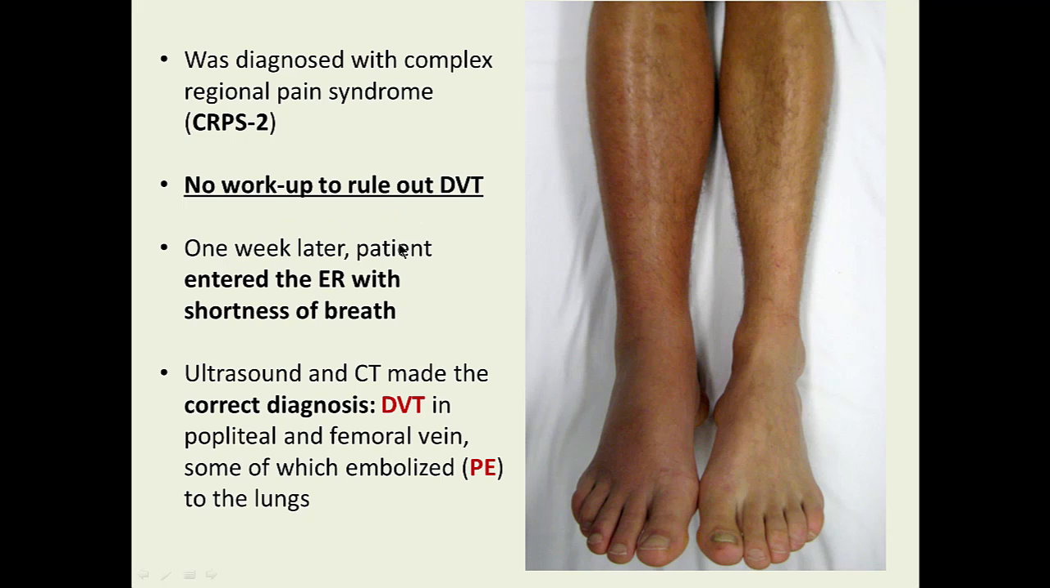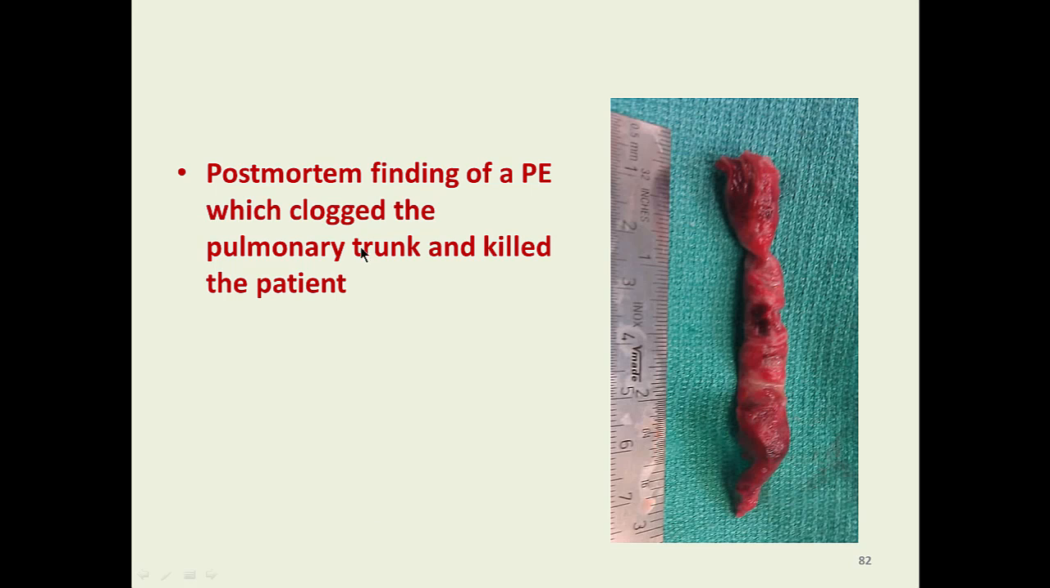Nothing. So 1 week later, the patient enters the ER with shortness of breath and chest pain. Ultrasound and CT with contrast were done, and the correct diagnosis was made: DVT in the popliteal and femoral vein, which had embolized to the lungs. This patient lived, but I'm sure scenarios play out like this every year across the country and around the world. They may not have been so lucky.